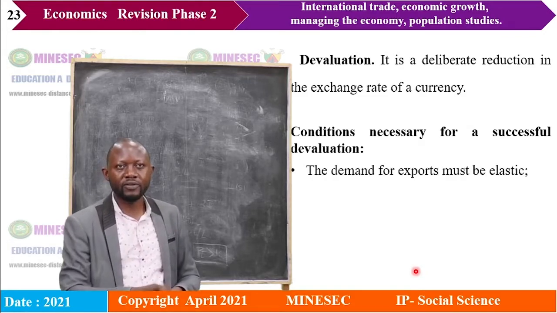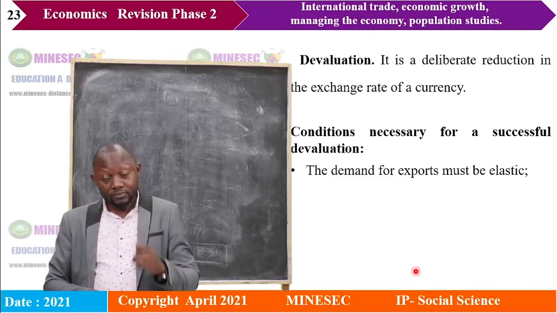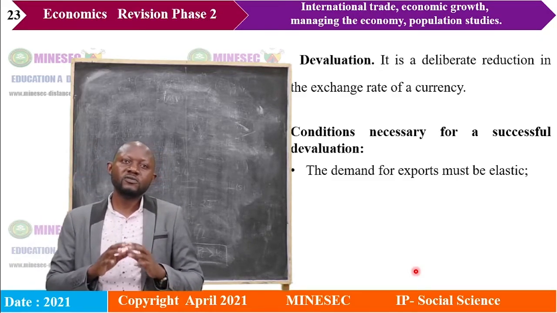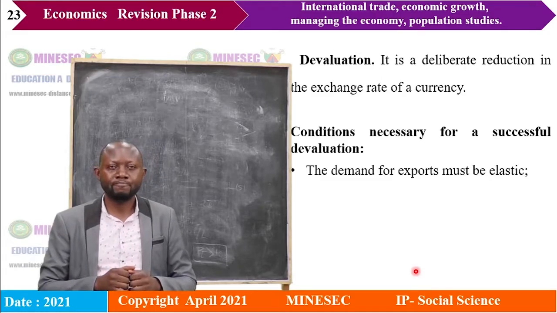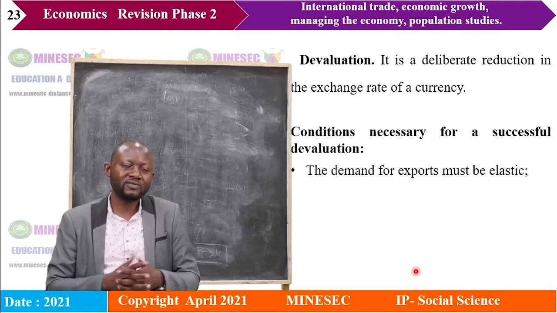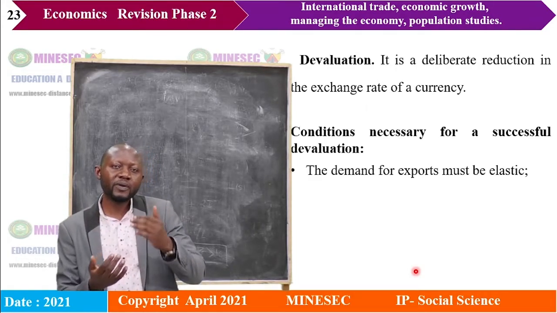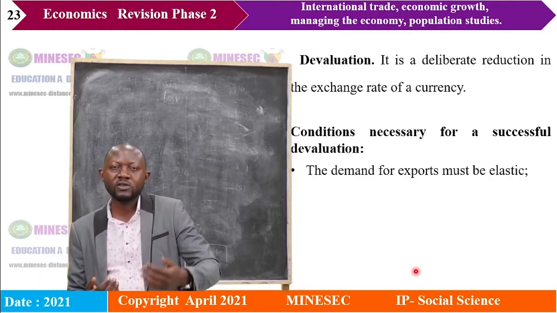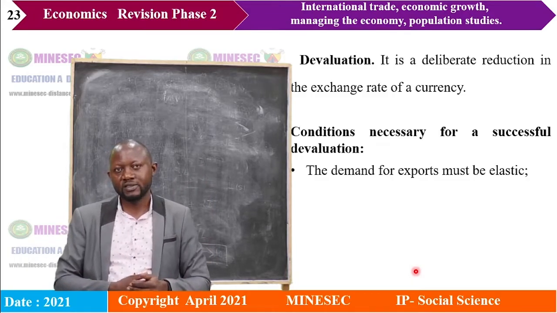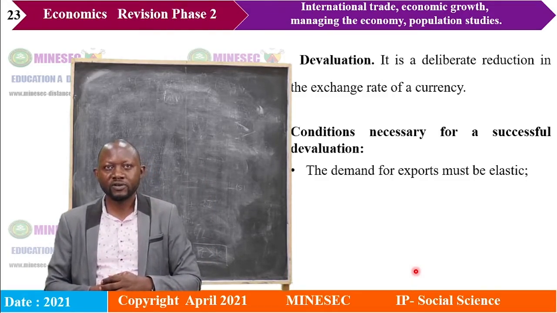Let's start with this: the demand for exports must be elastic, because devaluation makes exports cheaper. If the demand for exports is inelastic, the devaluation is not going to be successful. When demand is elastic, it means that when the price of the commodity falls, more of it is going to be demanded. More foreign revenue is going to be earned, and that is going to lead to an inflow of currency and to a correction of the balance of payment situation.